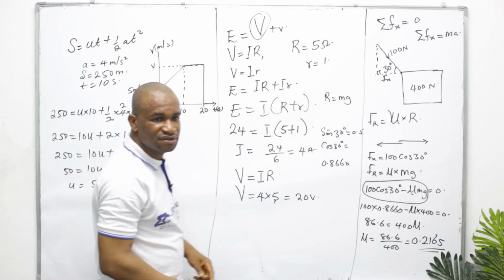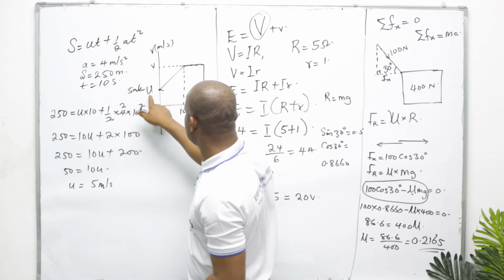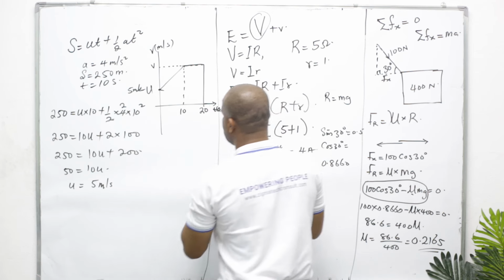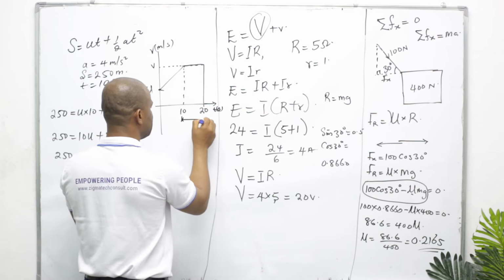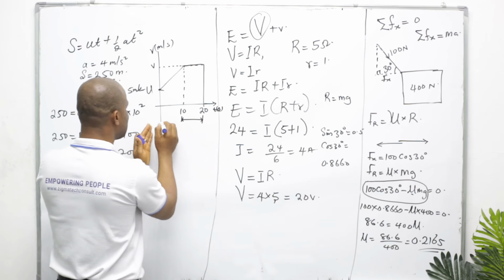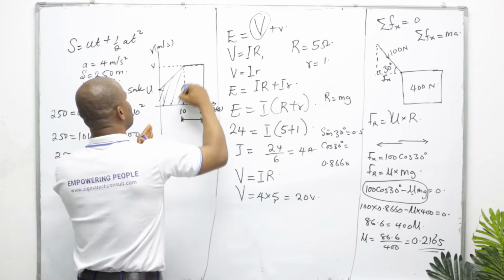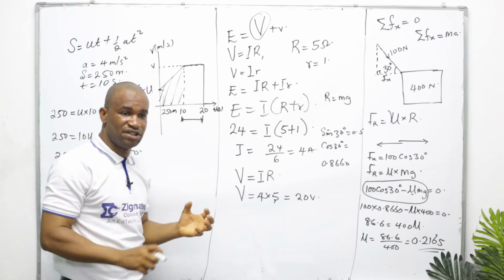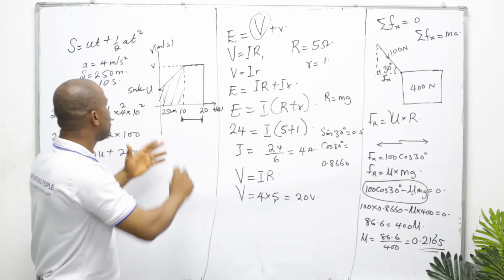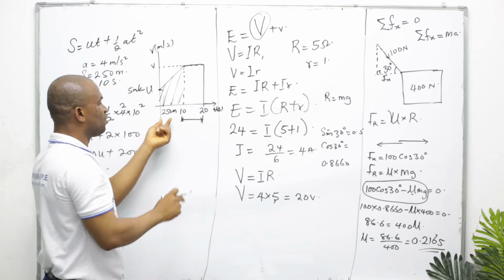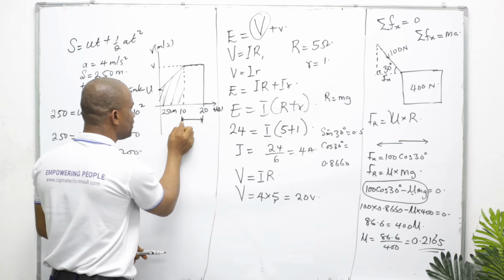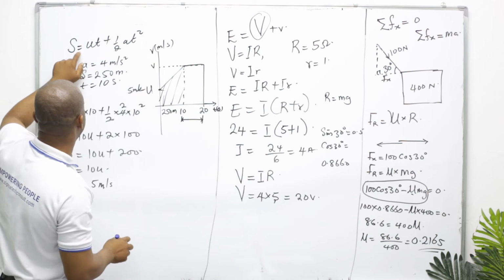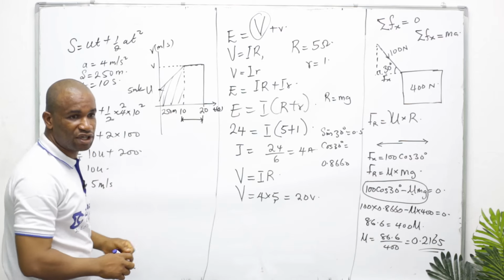Alright, having found this U for this body, I want to find the distance of the next 10 seconds, that means from this point to this point. But the distance from here to here, the whole of this, is given as 250 meters. Remember, distance in this kind of question is the area under the graph. So the whole of this trapezium is 250 meters. We want to find the distance covered from here to here, and the best thing to do is to use this formula and then do your subtraction.